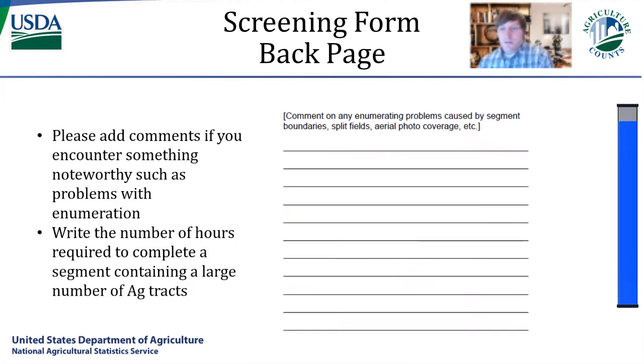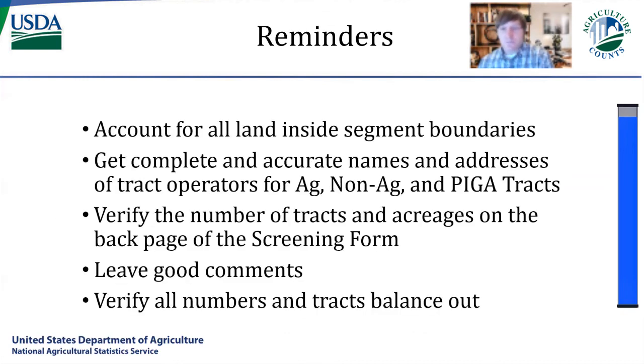Please add comments if you encounter something noteworthy, such as problems with enumeration. For example, if a new segment is difficult to enumerate in that a river divides it, has an odd boundary, or has a lot of ag tracts in it, leave helpful comments so the regional field office can further evaluate the segment in the future. Also, be sure to write down the number of hours required to complete enumeration on these difficult segments as well.